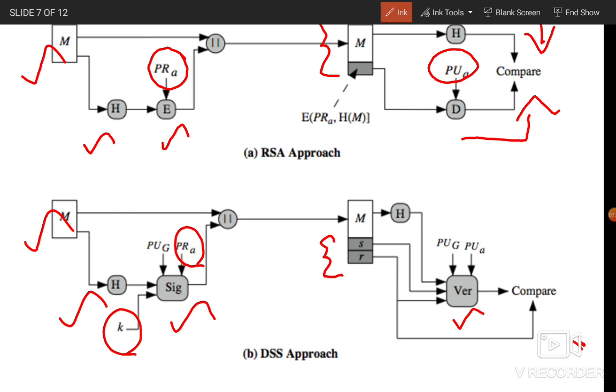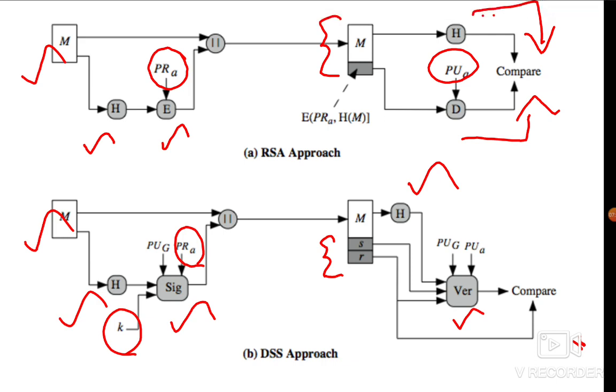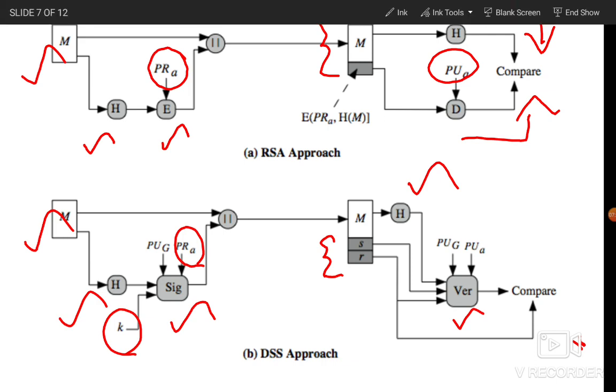At the receiver end, again we calculate the hash code, and from the signature components S and R we verify the signature by using the global public parameters. Once again the components are created and re-verified. So we will see in detail.